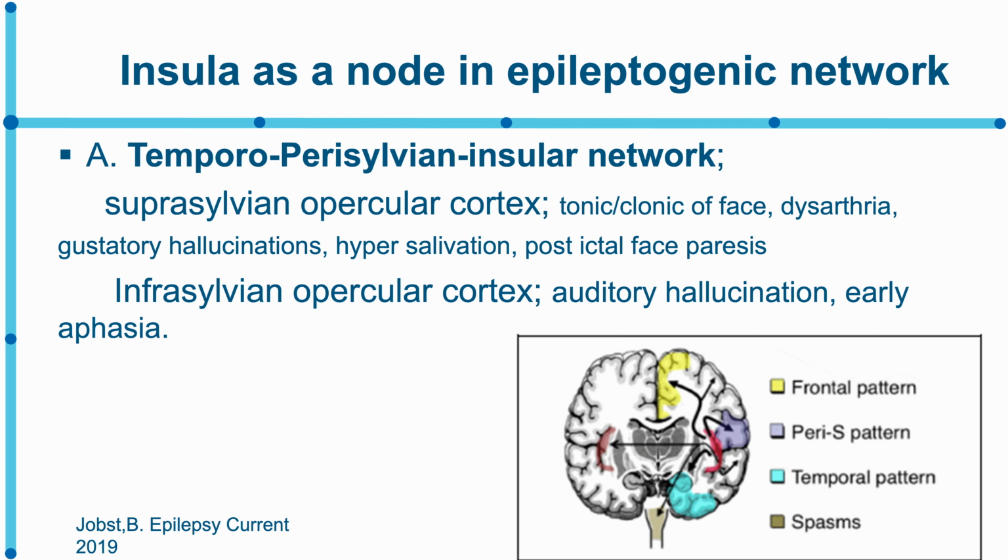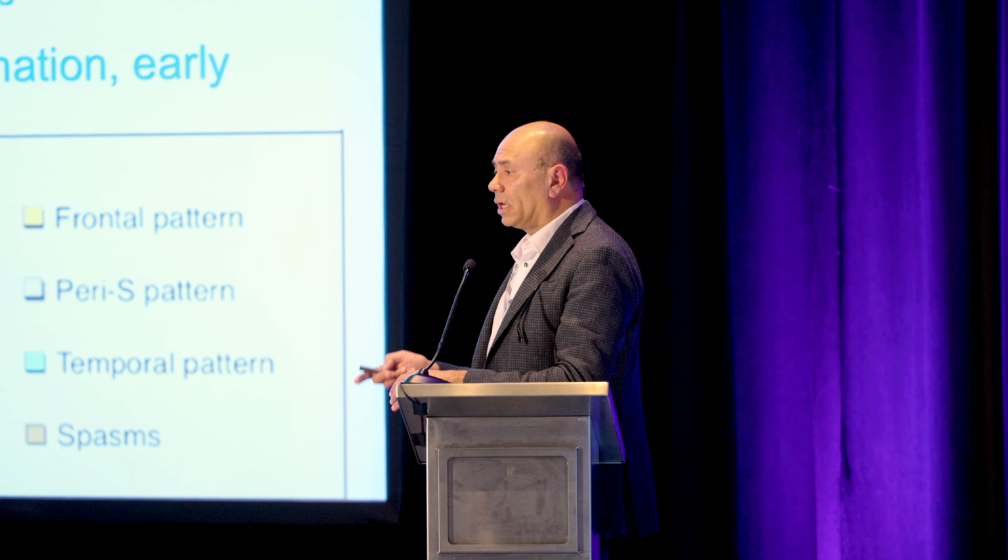And if you are thinking about stereo EEG, you will target the insula, but you should also be sampling the perisylvian or superior operculum. And when the seizures involve more auditory hallucination or early aphasia, then you would think that your network also involves the infrasylvian opercular cortex, and that part should be sampled along with the insula as well.